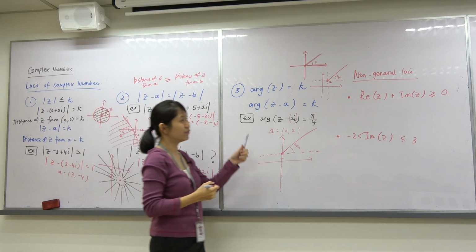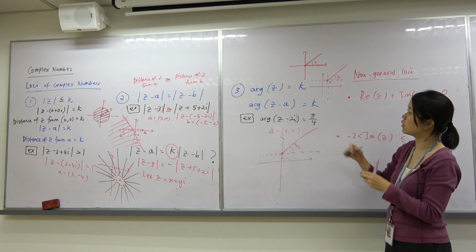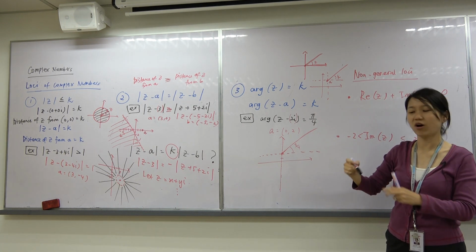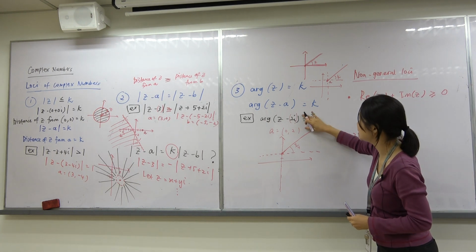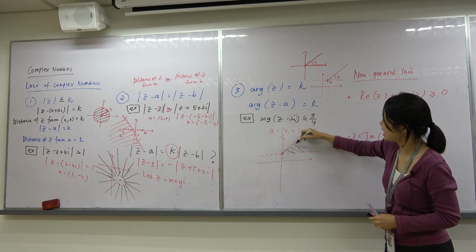And what then about for argument? If it is argument of z minus 2i equals pi over 4, it is just half a line that I draw. What happened if I were to change it into a less than and equivalent to? That is when I'll have to shade it on this side.